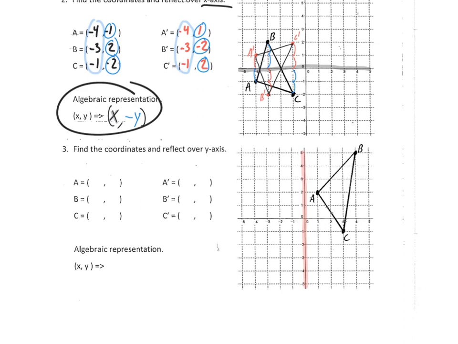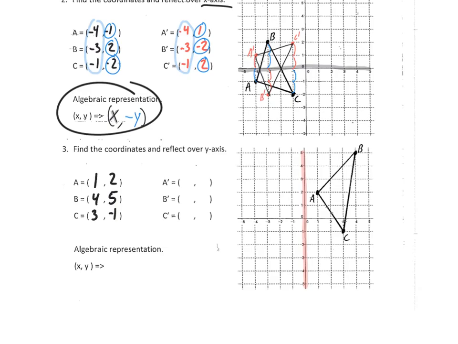So A is at 1, 2. B is at 4, 5. If I can draw my 5 a little bit better than that. There we go. And C is at 3, -1.